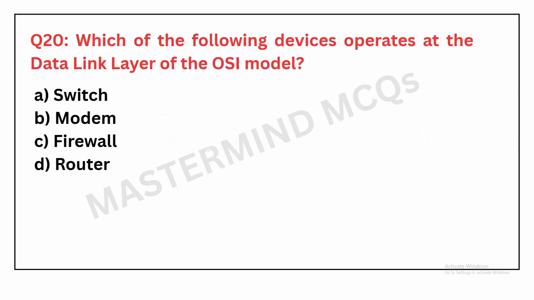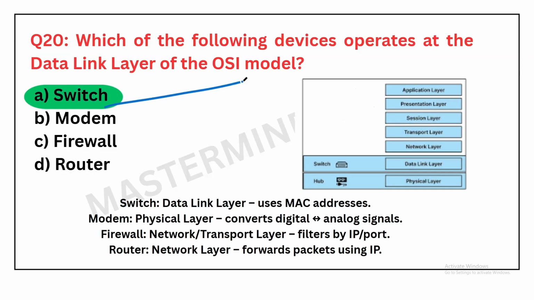Question number 20. Which of the following devices operates at the data link layer of the OSI model? Option A, switch. Option B, modem. Option C, firewall. Option D, router. The right answer is option A, switch.